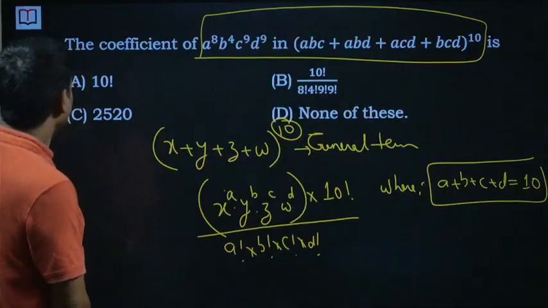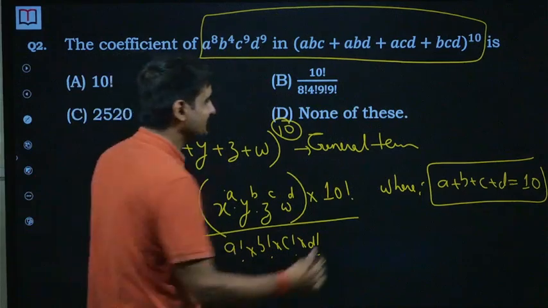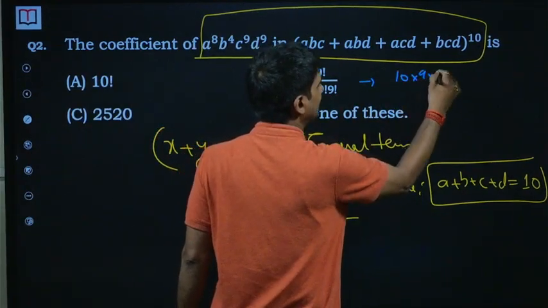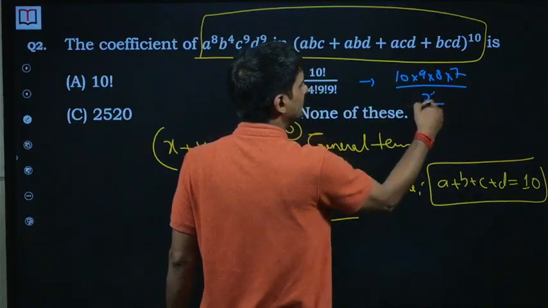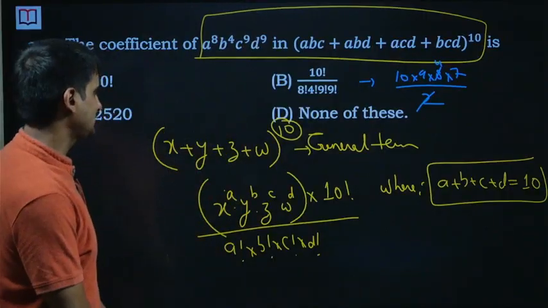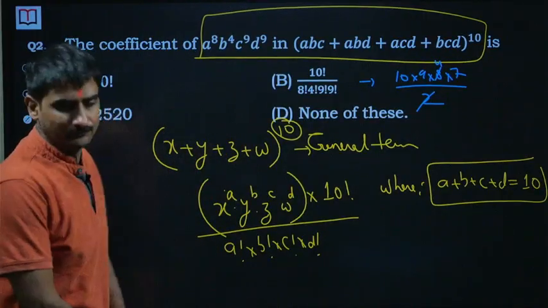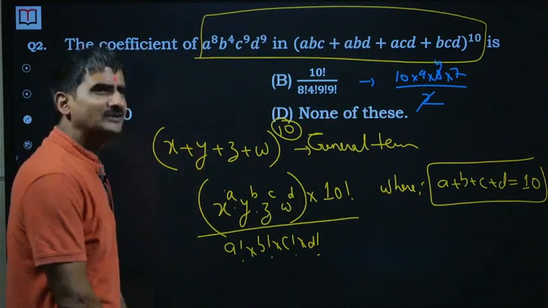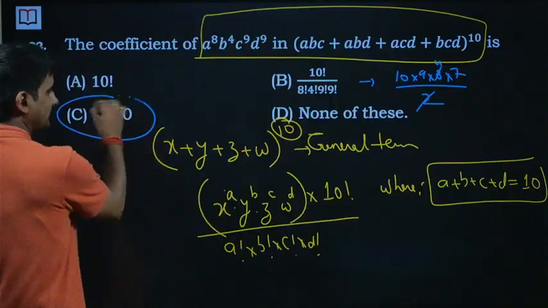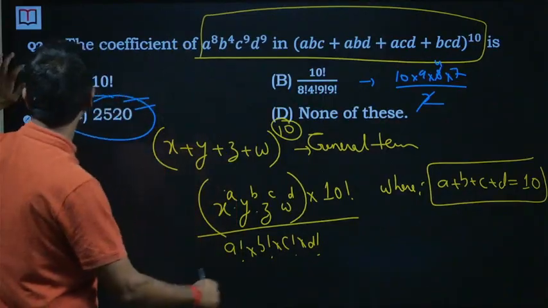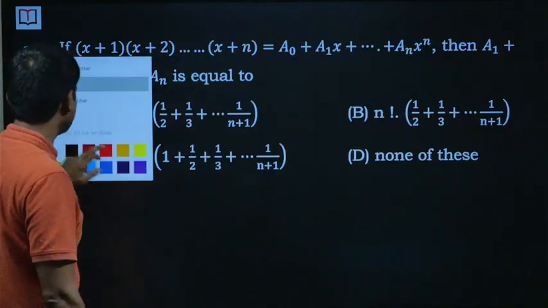So that's it. Okay, we need to evaluate, bachcho. So 10 factorial over 6 factorial is 10 into 9 into 8 into 7, divided by 2. So 2, 4, 630 into 4, that is 2520. Yeah, that's it. So that should be the answer, bachcho. That was a question based on the multinomial here again. Moving to the next question.